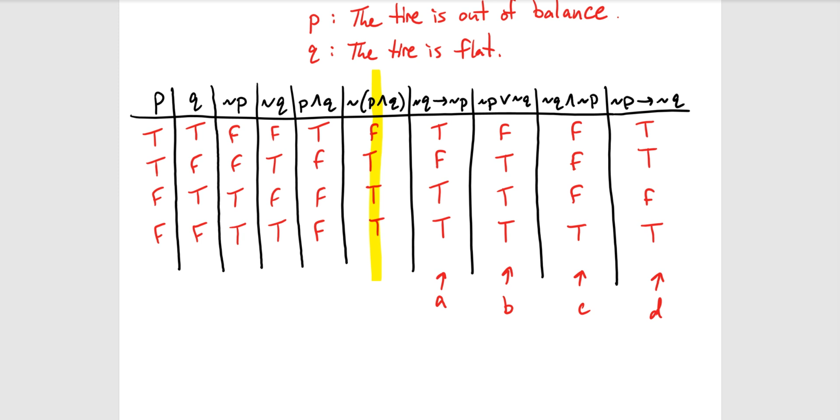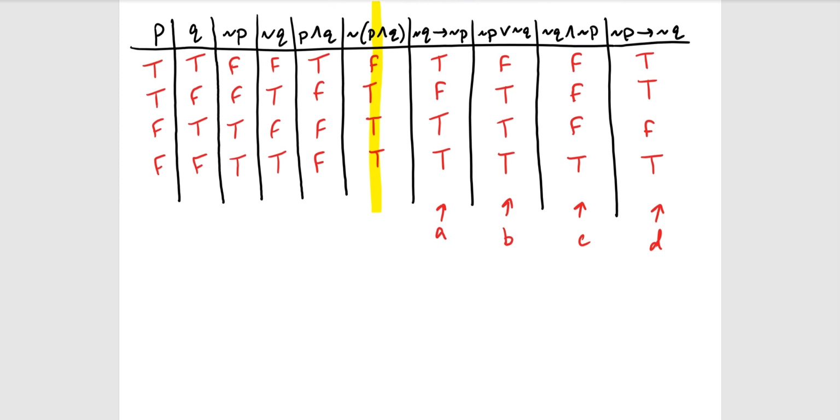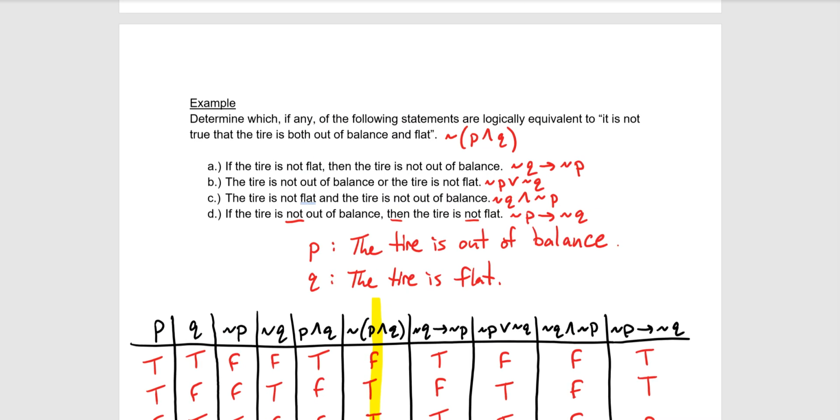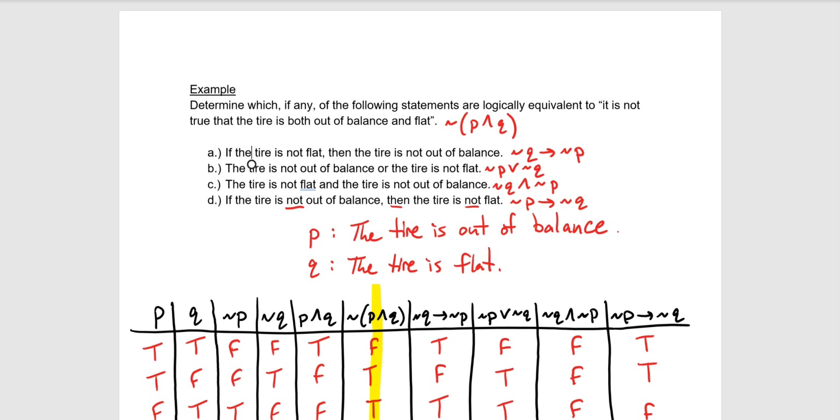So we can see that choice B is going to be the same truth values in the answer column as the original statement: false, true, true, true. So that statement is going to be equivalent. So if we go back up here, that means the statement, it is not true that the tire is both out of balance and flat, is equivalent to the statement the tire is not out of balance or the tire is not flat. So those would be equivalent statements.